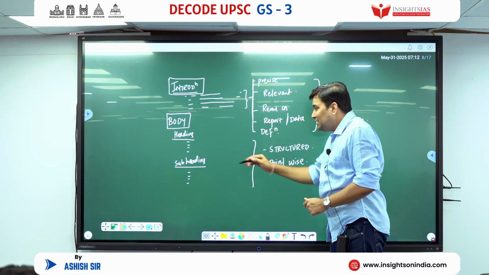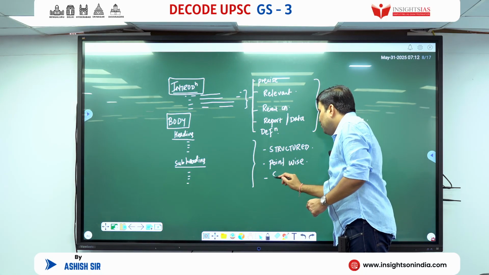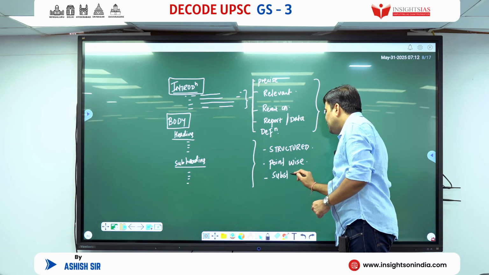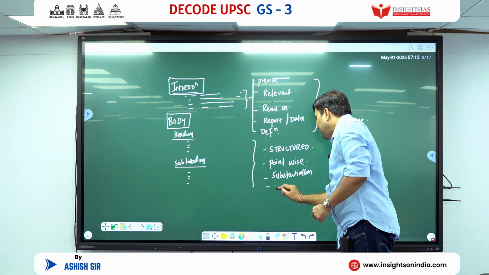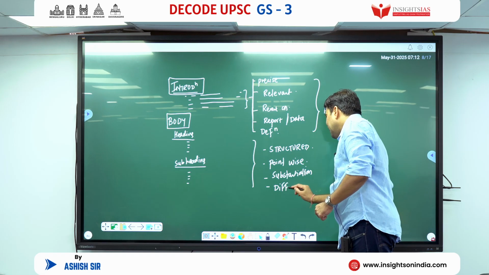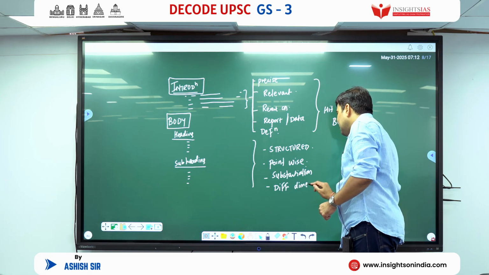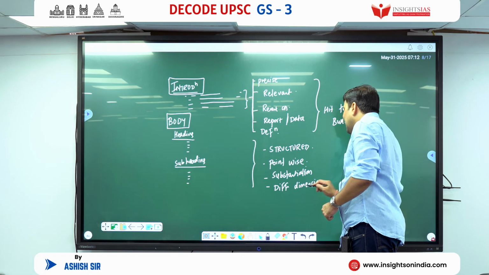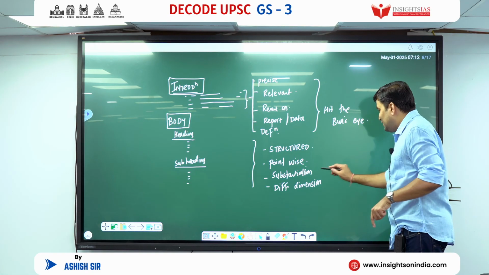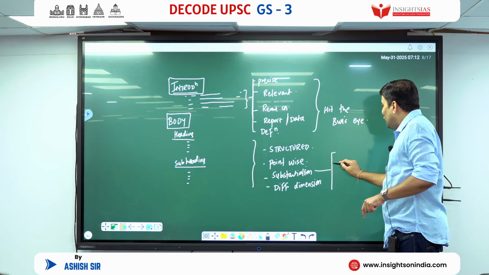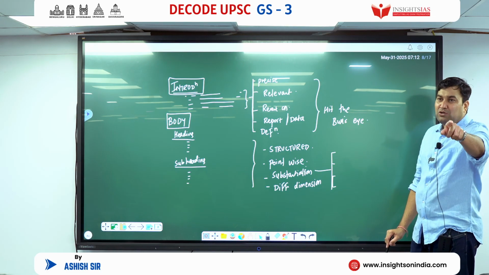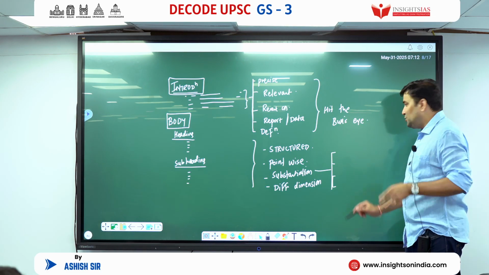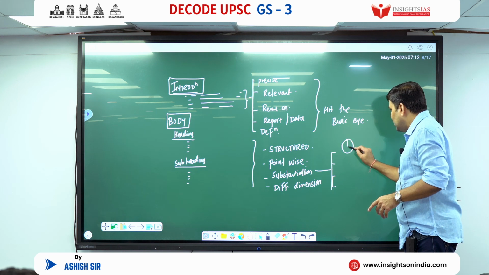Now, when you are writing the structured point-wise answer, the most important thing is substantiation of the arguments and bringing different dimensions to the answer. Now comes the point of substantiation: how to substantiate this. When I am speaking about the economy, I will substantiate with pie charts.